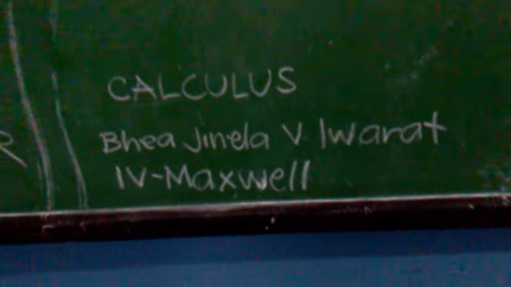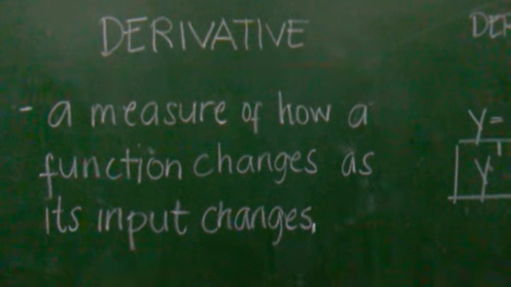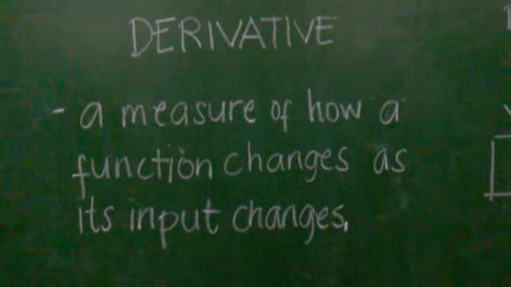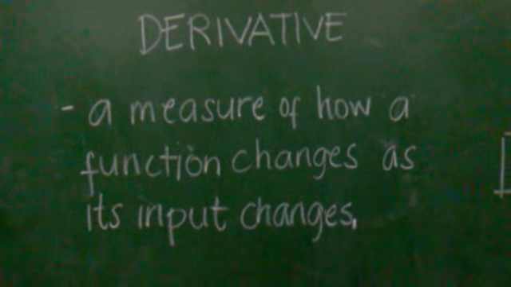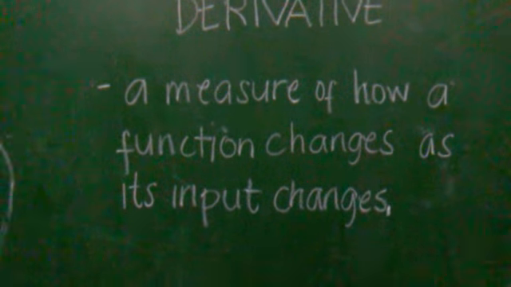But first, what is a derivative? A derivative is a measure of how a function changes as its input changes. When looking for derivatives, you should follow some rules. I will teach you two of these rules.